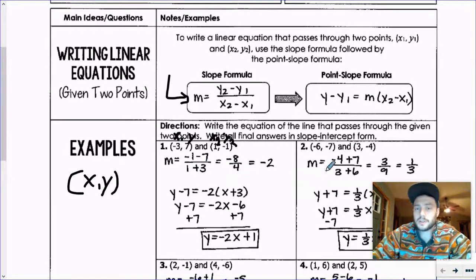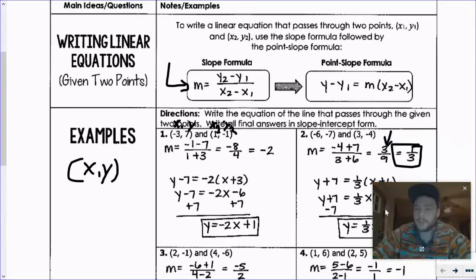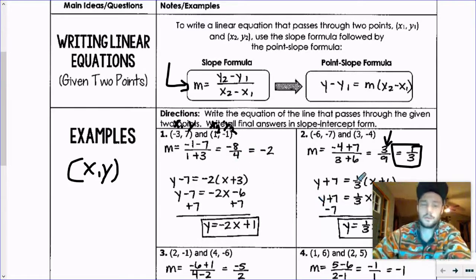So you're going to use these, once again, x1, y1, x2, y2. If we did negative 4, y2 minus the other y, negative 7, well, minus negative 7 becomes positive 7. And then 3 minus negative 6 is plus 6. Make sure you're reducing fractions. Your fractions should be like this, 1/3, not 3/9. We don't like that. We need to get that into its base numbers. So make sure you're doing that as you go through.